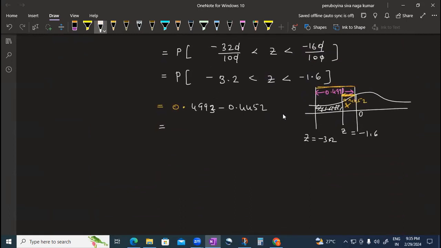Okay, do the subtraction. 3 minus 2 is 1. 9 minus 5 is 4. 9 minus 4 is 5. 4 minus 4 is 0. So actually here also he is asking for a percentage. So percentage is equal to 0.0541 times 100. It will be 5.41 percent. This will be the answer of this question.